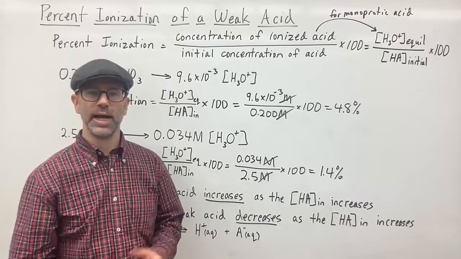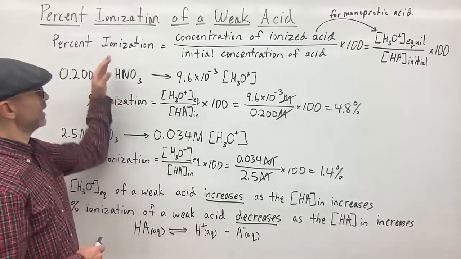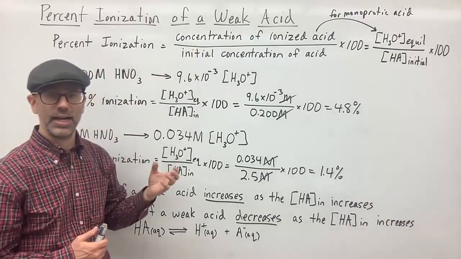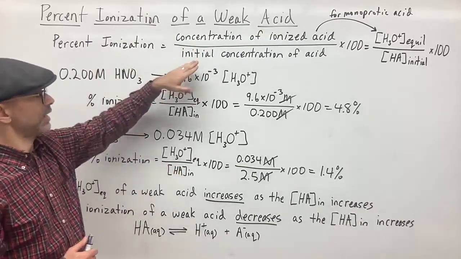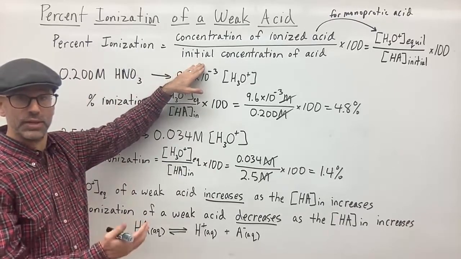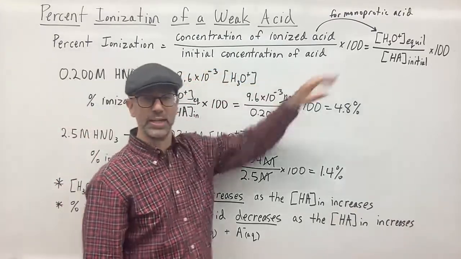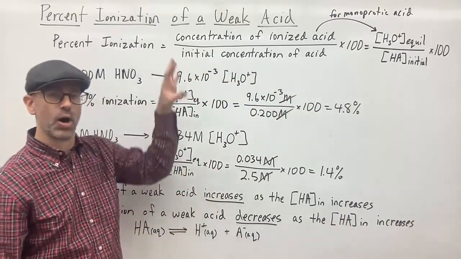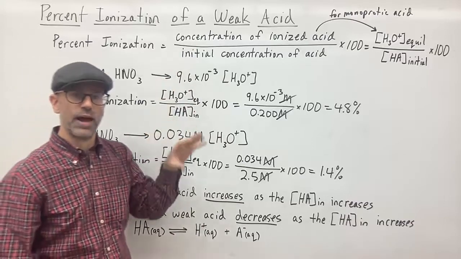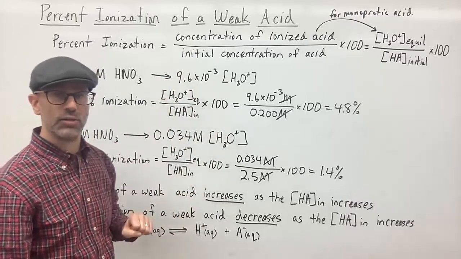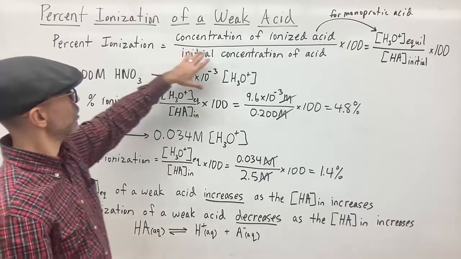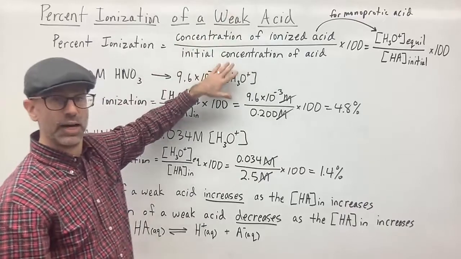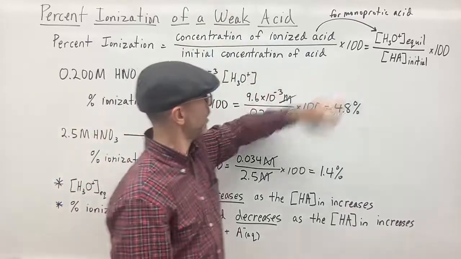So what is percent ionization? Percent ionization is where you take the concentration of your ionized acid and divide that by the initial concentration of the acid you're given, and then multiply by 100. Anytime you find a percent of something, it's always going to be the part of what you start with divided by the whole that you started with. So you have a part divided by a whole multiplied by 100.